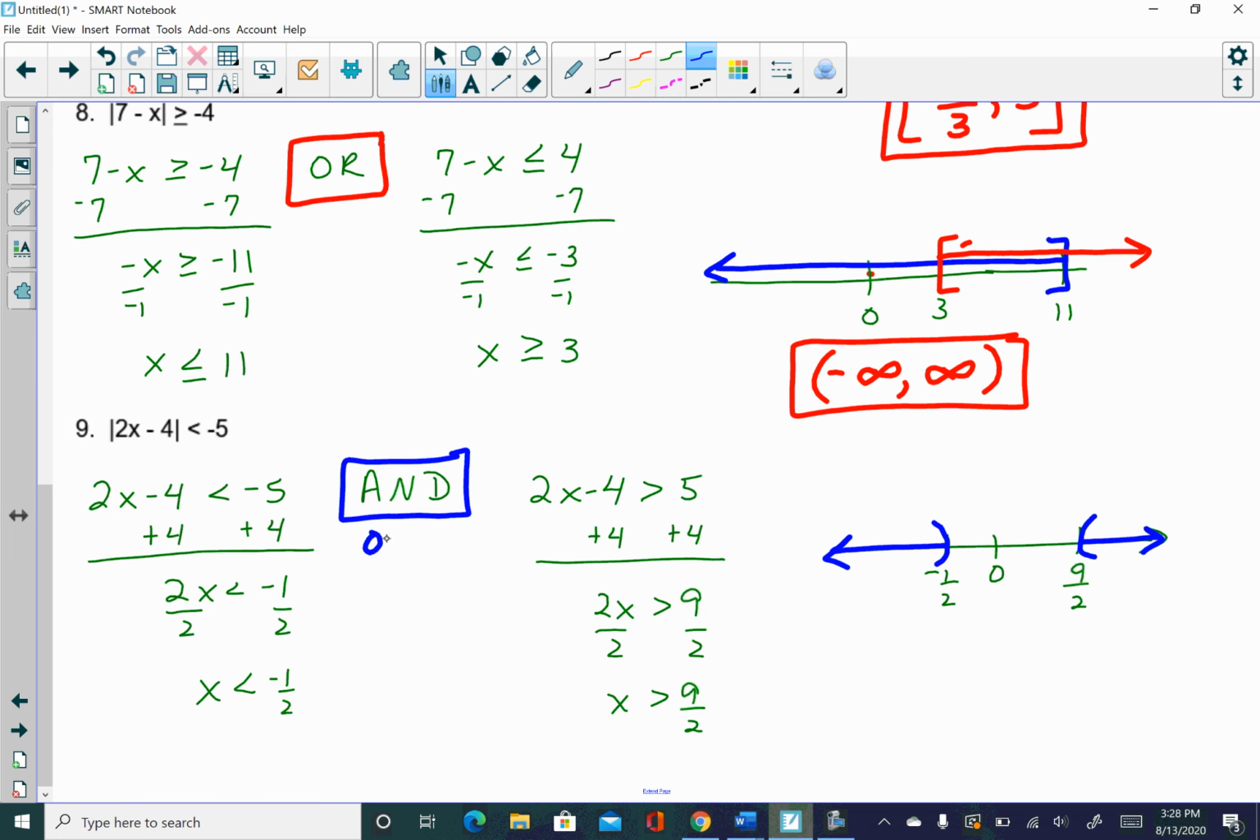Remember, AND, you are looking for overlap. Does this graph overlap anywhere? Hopefully you would agree. It does not. So therefore, this is no solution. You can't say negative infinity to negative 1/2 and then 9/2 to infinity, because this is an AND statement and we're looking for where it overlaps, and it never overlaps.